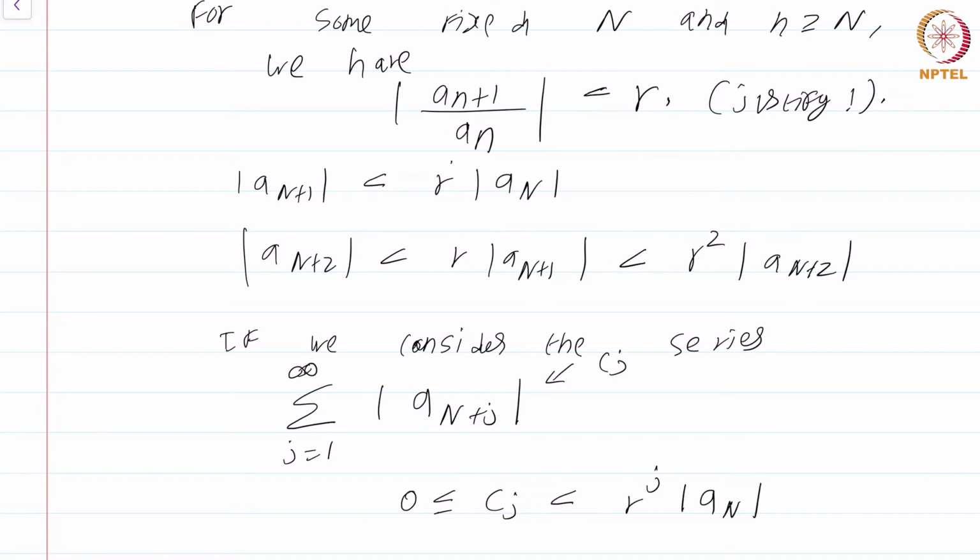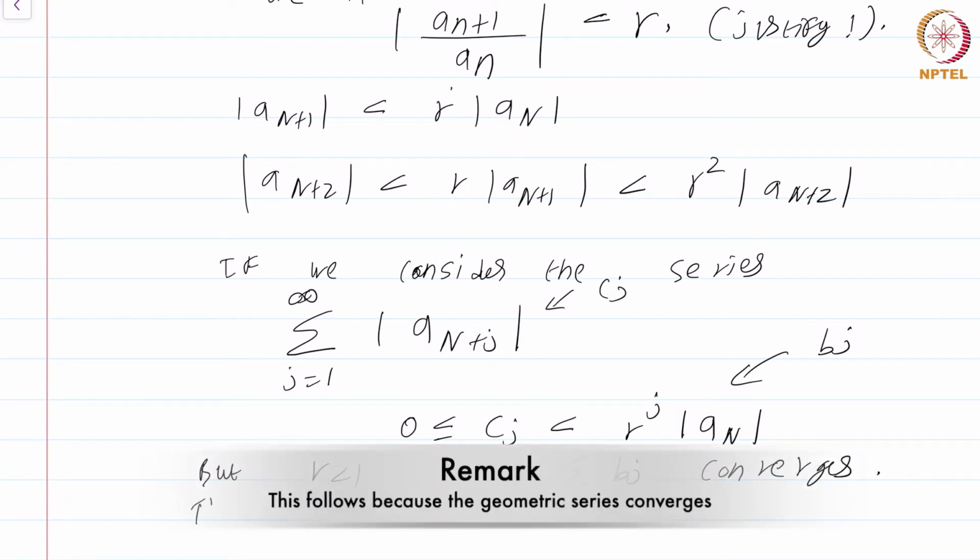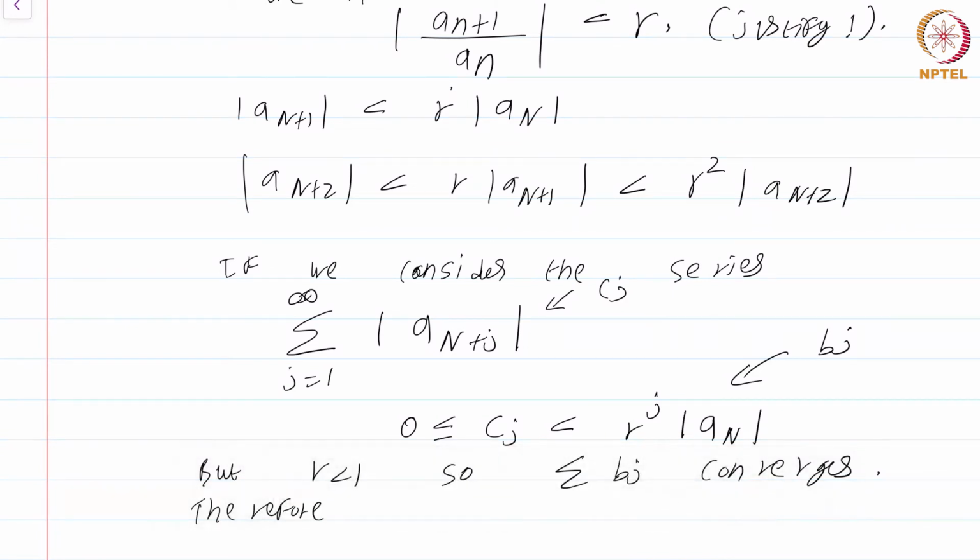As you can imagine, we are now going to use the fact that the geometric series converges. Fine. So, how does this help? But r is less than 1, call this Bj. r is less than 1, so summation Bj converges. Therefore, summation Cj converges. This follows immediately from the comparison test.